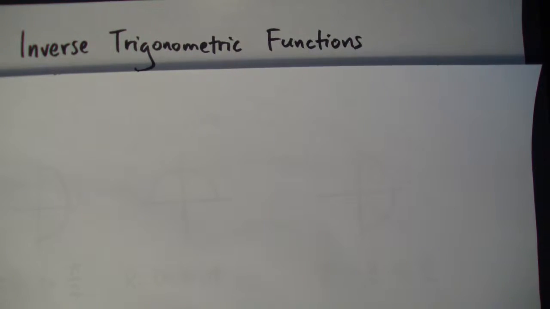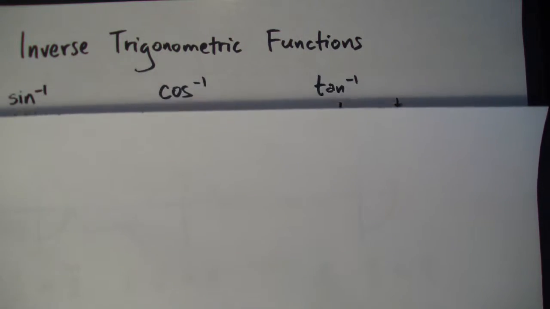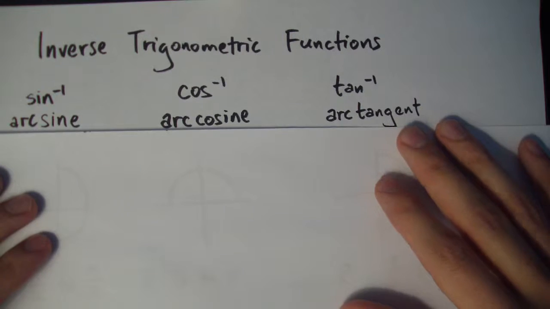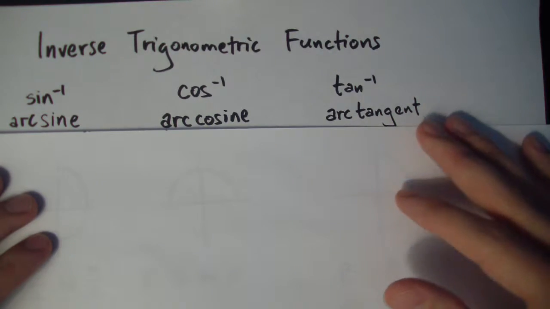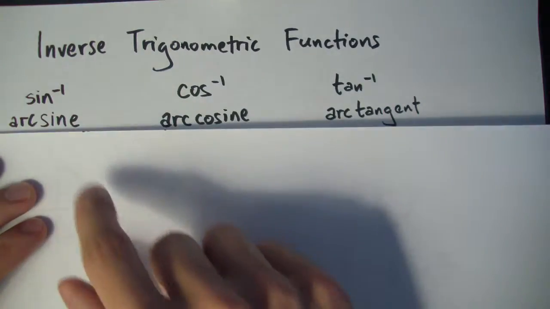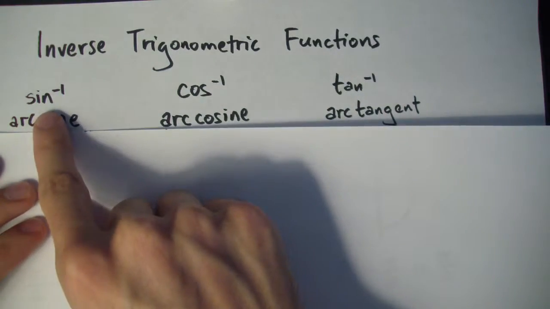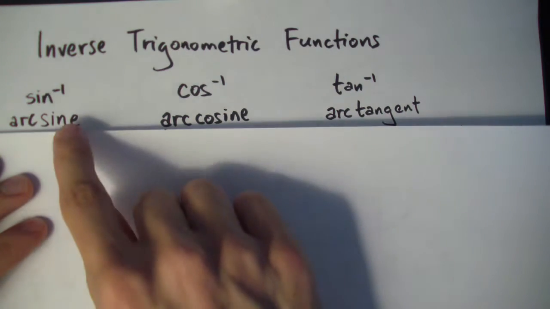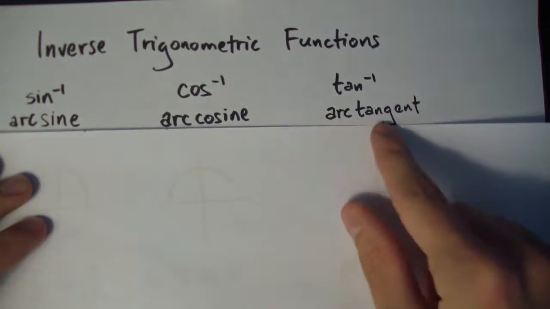Let's talk about the inverse trigonometric functions. You can think of the inverse trigonometric functions as undoing the trigonometric functions. In other words, when you plug something into, say, the inverse sine, what you're saying is, what angle gives me this value? That's what arc sine, arc cosine, and arc tangent are.